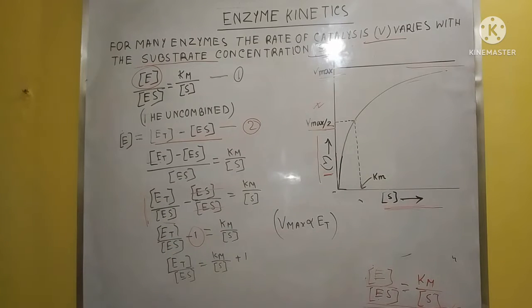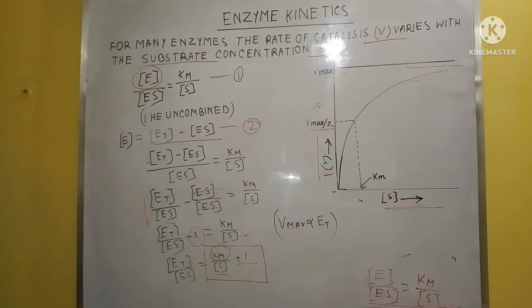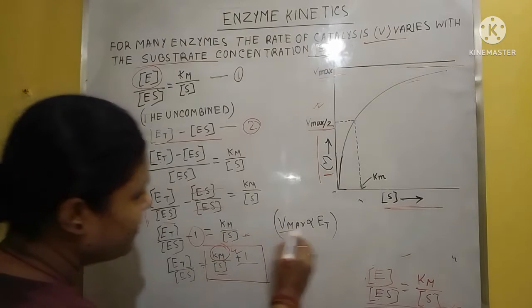I write here 1. Now here ET by ES, and this side Km by S. Now we transfer 1 with the sign minus, which changes to 1 plus. So here you can see ET by ES equals Km by S plus 1, where Km is the Michaelis Menten equation constant. So in that way we have calculated up to this part of the enzyme kinetics reaction. Now we calculate how this is related to the Vmax.